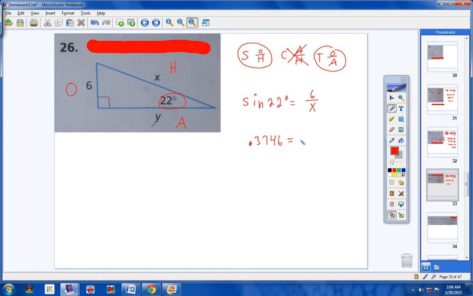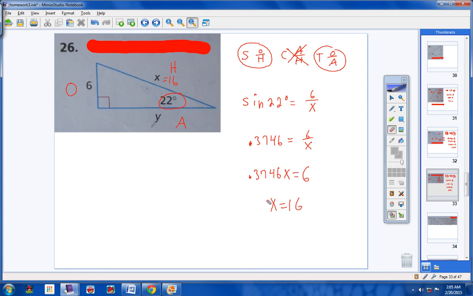0.3746 equals 6 over x. Now, multiply both sides by x. Why x? Because x is in the denominator. You want to multiply both sides by whatever the denominator is to eliminate your fraction. So if you multiply the left side by x, you have to multiply the right side by x, leaving you with 6. Now we're going to divide both sides to get x by itself by 0.3746. If you do that correctly, I'm getting 16.016, so I'm going to round that to 16.0, or just 16. So x equals 16.